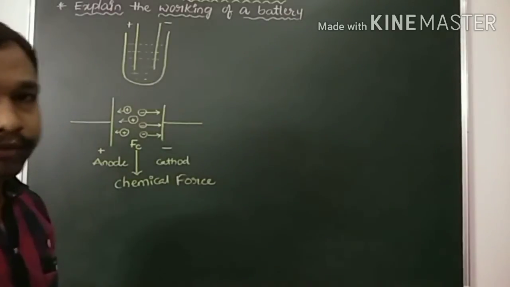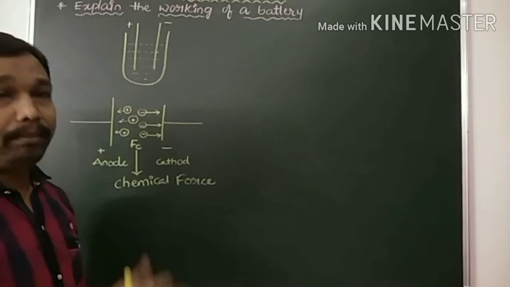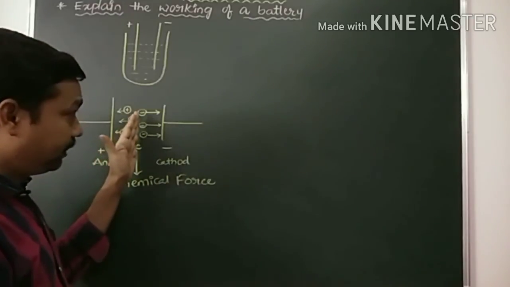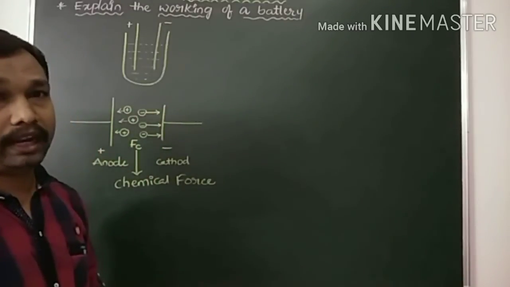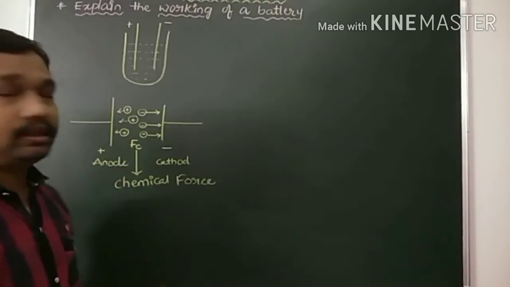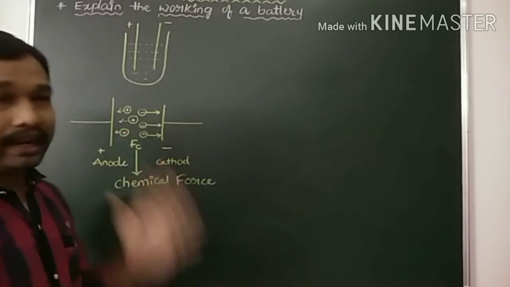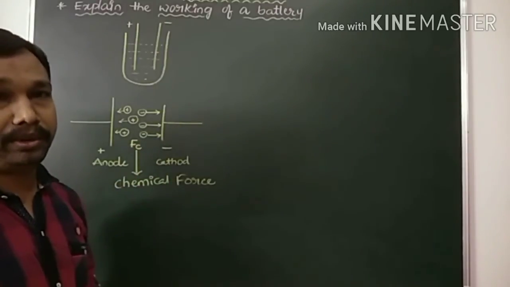Okay, the chemical force exerts a force on the negative ions and also the positive ions, making them move in different directions. Negative ions move towards the negative electrode, positive ions towards the positive electrode. This process continues until there is sufficient accumulation.